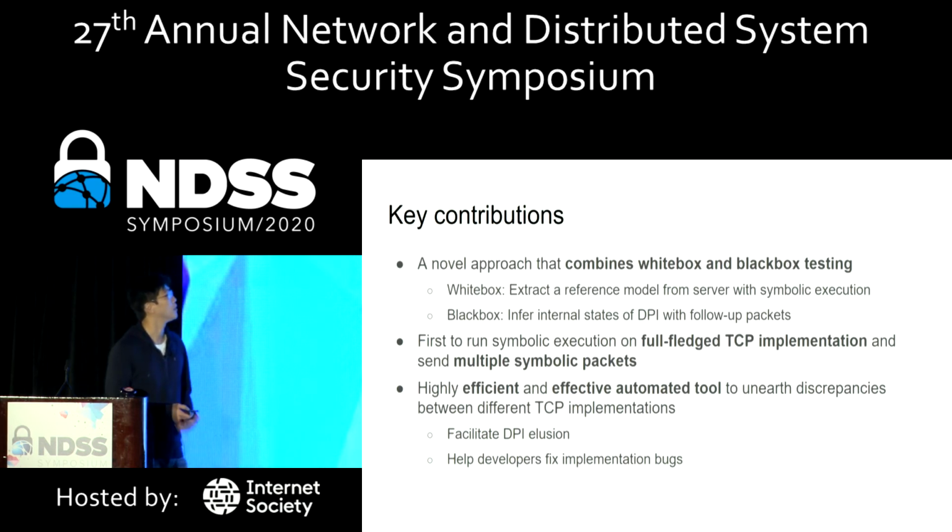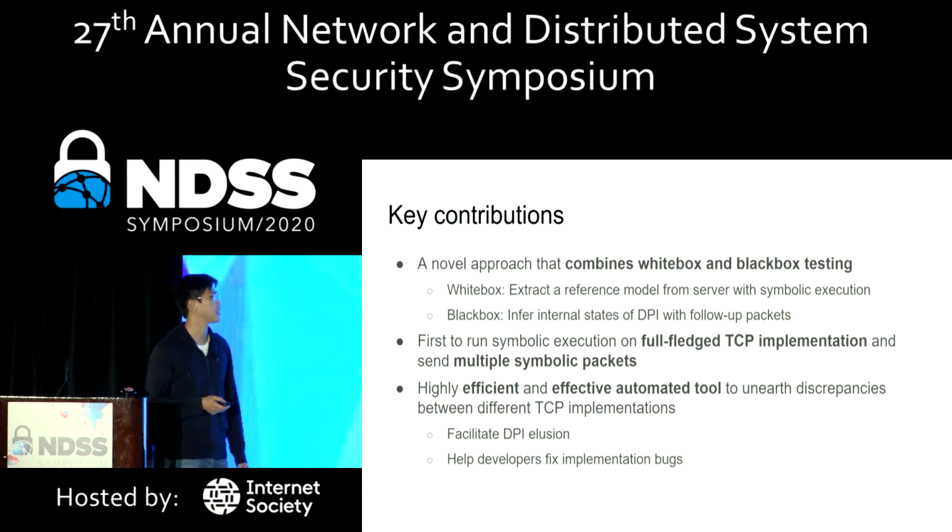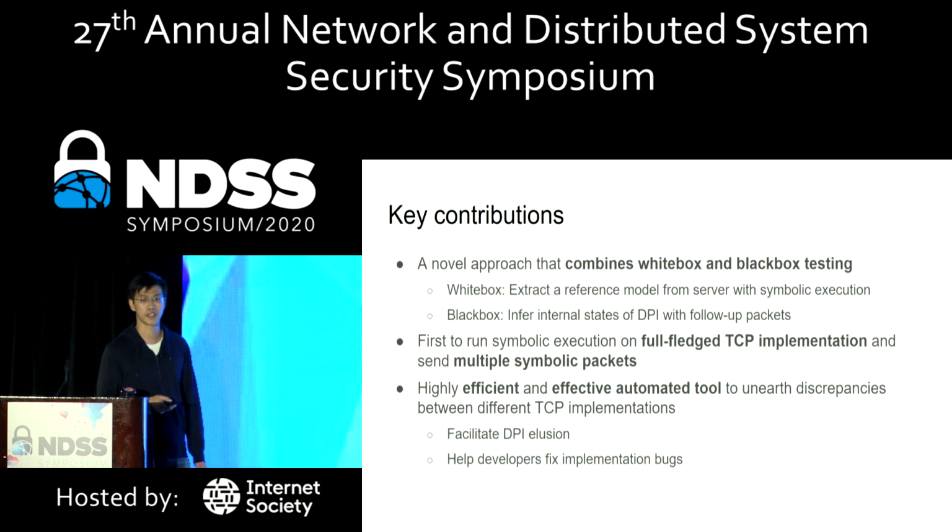Okay, so as takeaways, I would summarize our key contributions as follows. We proposed a novel approach that combines white box testing and black box testing. In white box testing, we run symbolic execution to extract a reference model from the server's implementation. And in black box testing, we construct some follow-up packets to infer the internal states of a black box DPI. And to the best of our knowledge, we are the first to run symbolic execution on a full-fledged TCP implementation, that is the Linux TCP implementation.